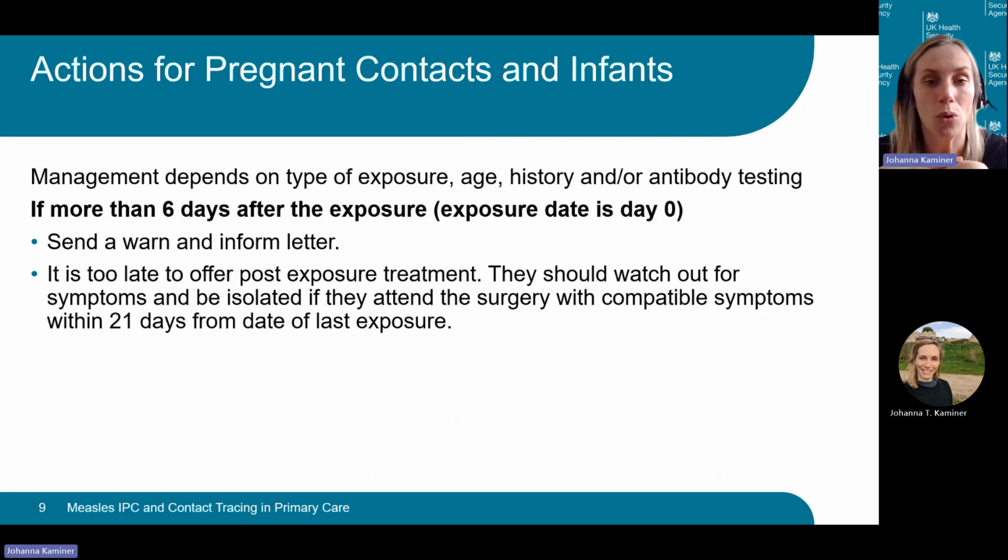Those pregnant women or infants under the age of 12 months should watch out for symptoms and they should be isolated if they attend the surgery with compatible symptoms within 21 days from the date of last exposure.